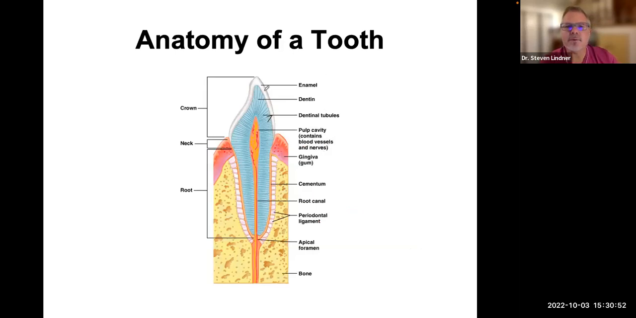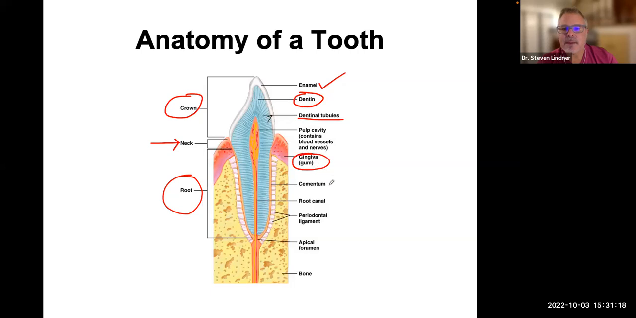So when we look at the tooth, here is the crown. Remember, that's the part above the gingiva. The neck is just below that, and the root is the part below the gingiva. Here's the enamel. Here's the tubules that make up the bulk of the tooth. These are called dentin. These are the dentin tubules. Here's the gingiva. Here's the cementum. Here's the periodontal ligament. And here's the root canal. Here's the bone.